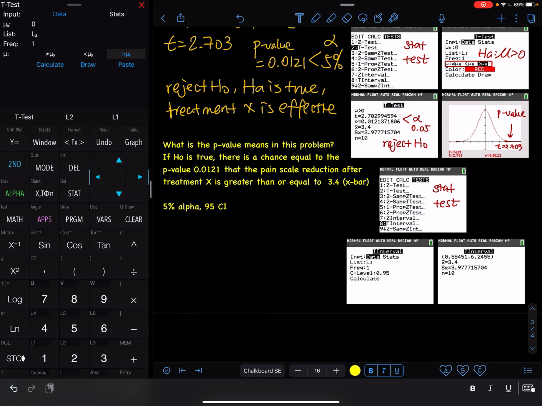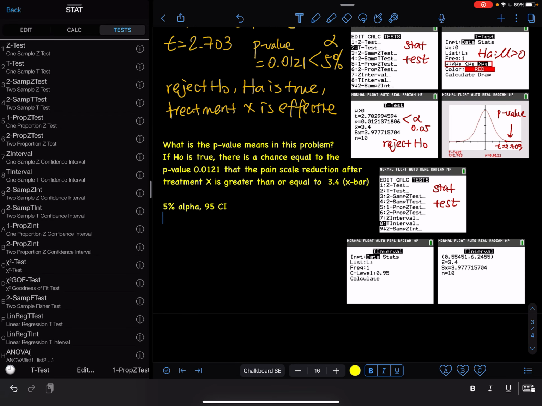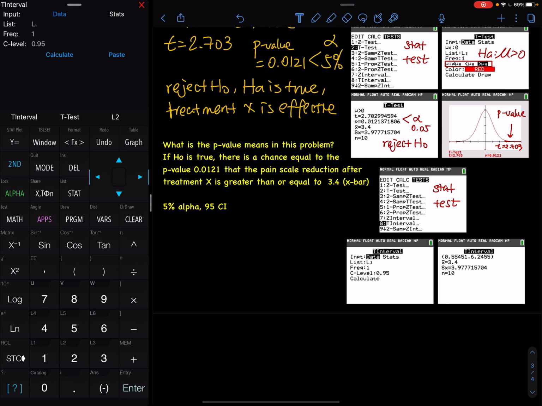So for the confidence interval, you have to go to STAT, TESTS, and this time you have to do a T-Interval. Do you see my screenshot? T-Interval. And then for data, I put my difference in L3, secondary, L3, and then the confidence level is 95%, and then you hit calculate.